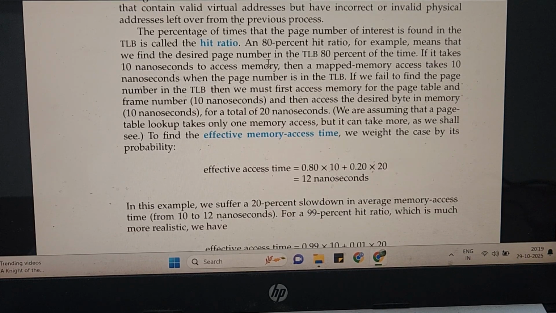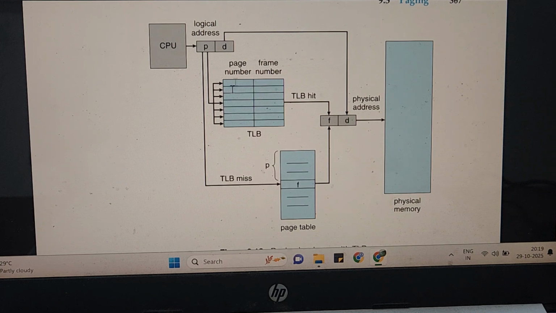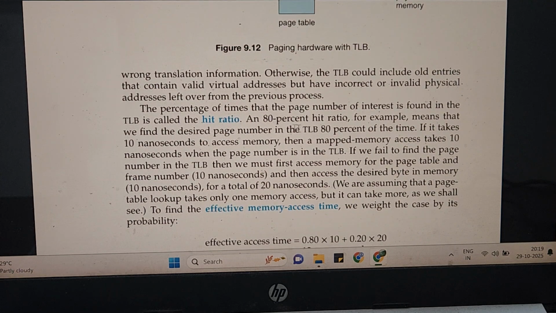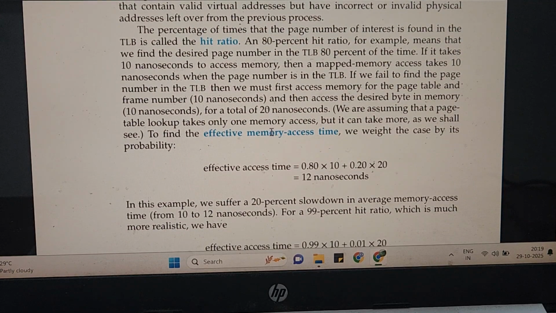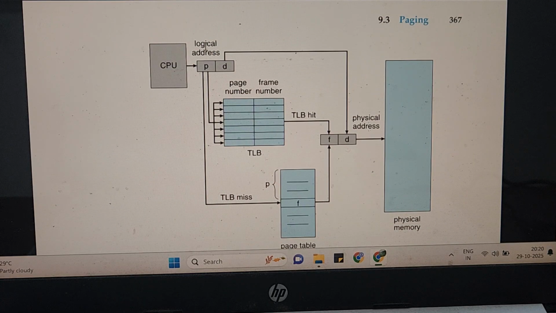Right, so a little bit of math related to the TLB. One thing we need to know is the hit ratio, which is the percentage of time the page number of interest is found in the TLB. So let's say I'm looking for 10 different pages in the TLB and 8 times I found them here. 8 times there are TLB hits and 2 times there are misses. Then it means 8 by 10, which is an 80% hit ratio. Simple, straightforward stuff. Second, effective memory access time is how much time it takes effectively to convert the logical address to physical address and go access the memory.